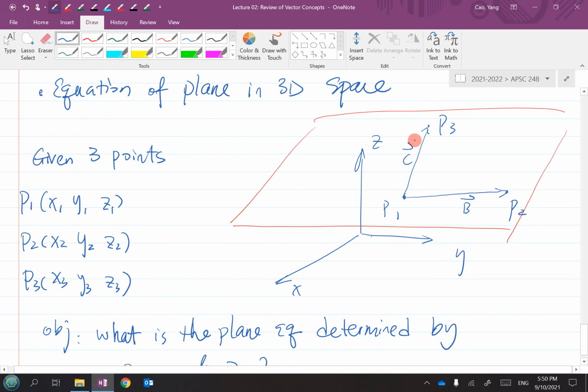Good. Then essentially now you get it. The plane equation is essentially this plane, right? This is the plane that we're looking for. The plane equation basically means this plane here, this red one.